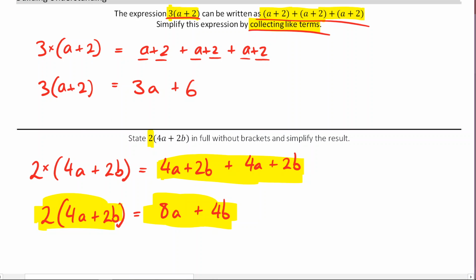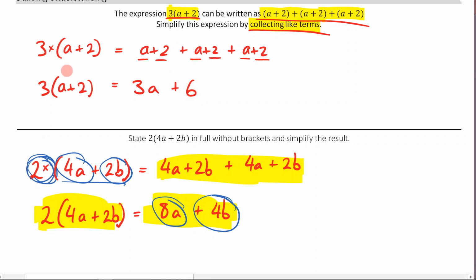And that is, what is the relationship between these numbers and these numbers? Well, hopefully you've seen I have two lots of 4a plus 2b. Well, that means I have 2 lots of 4a. So in other words, I have 2 times 4a, which is 8a. I also have 2 lots of 2b. Well, 2 times 2b is 4b.